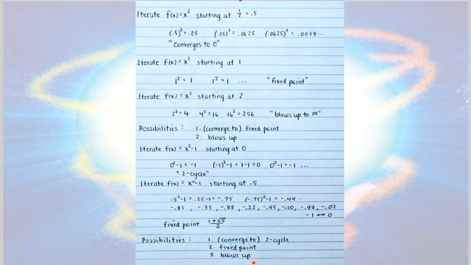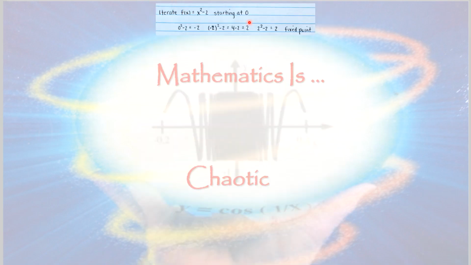Now we'll get to our function of interest, x squared minus 2. Let's start at 0. 0 squared minus 2 is negative 2. Negative 2 squared is 4, minus 2 is 2. 2 squared is 4, minus 2 is 2. We're stuck repeating a fixed point, 2.